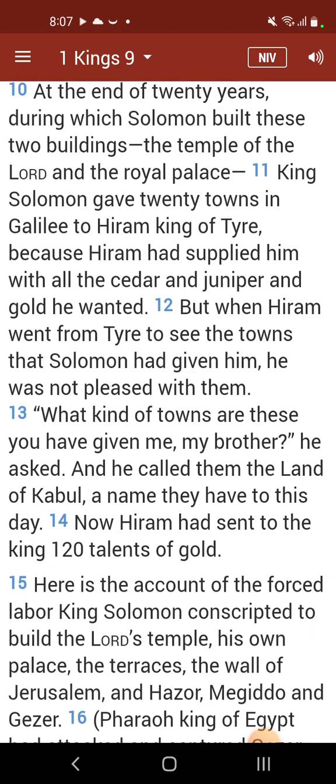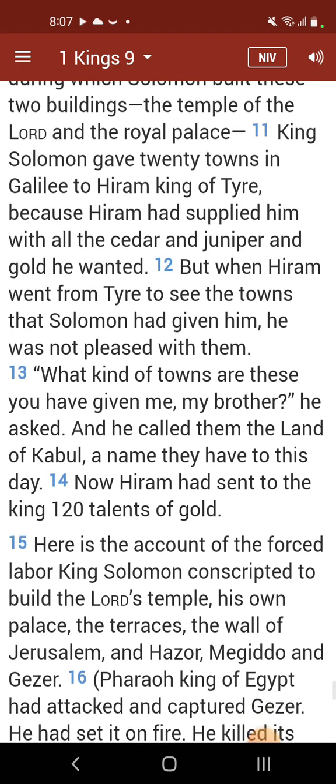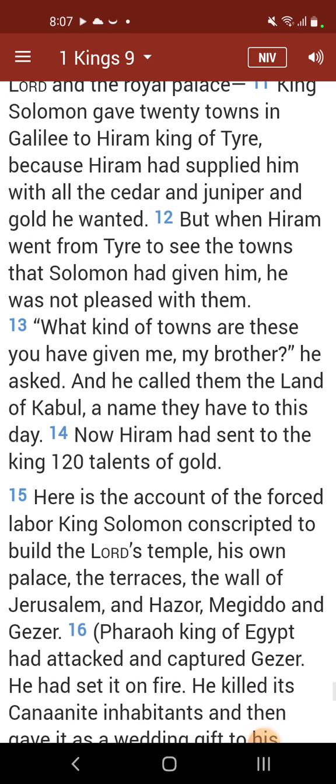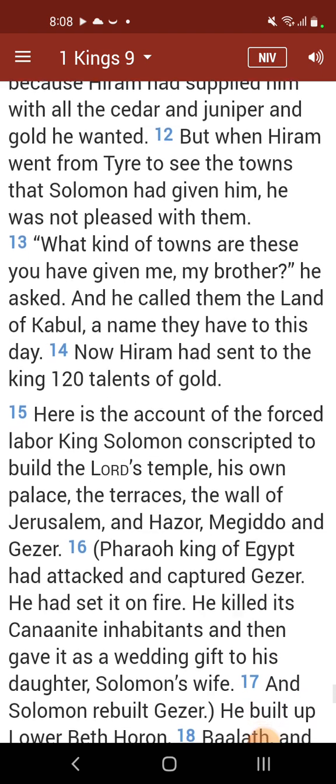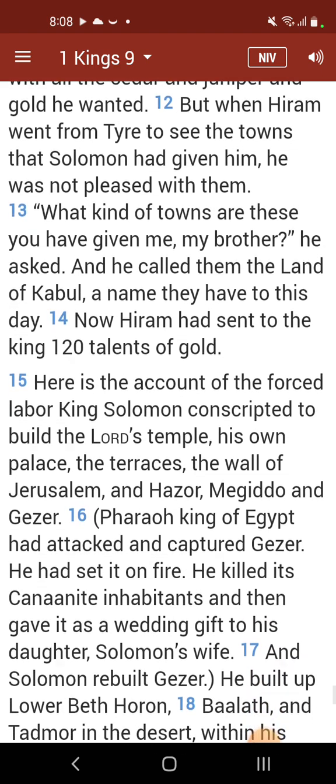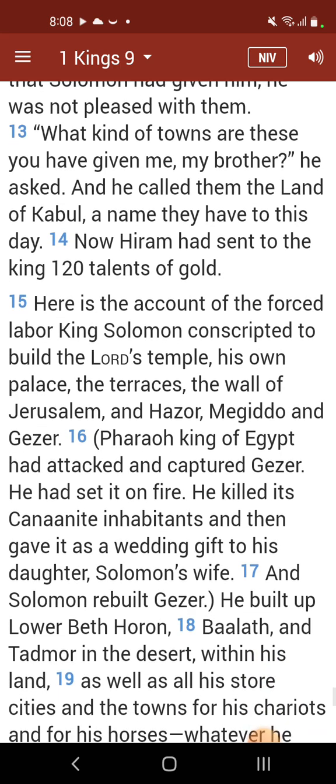But when Hiram went from Tyre to see the towns that Solomon had given him, he was not pleased with them. What kind of towns are these you have given me, my brother? he asked, and he called them the land of Cabul, a name they have to this day. Now Hiram had sent to the king 120 talents of gold.